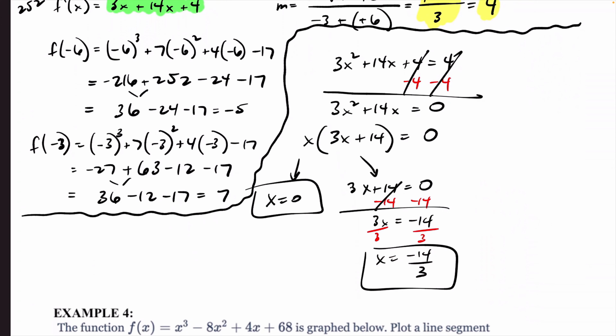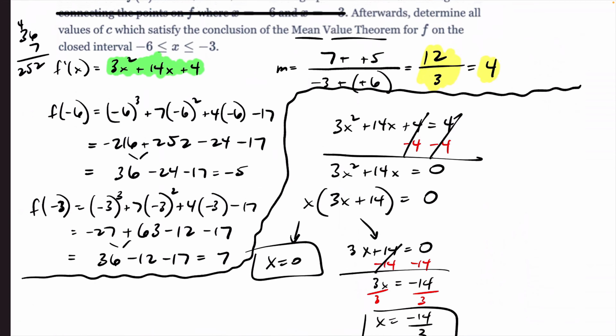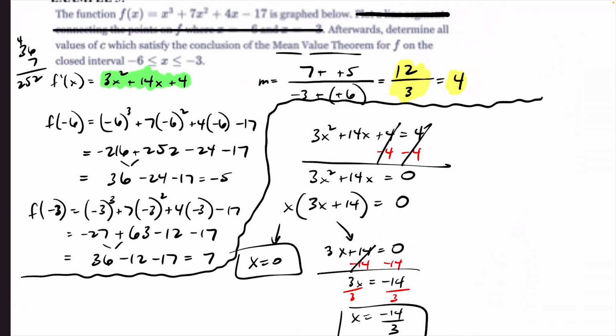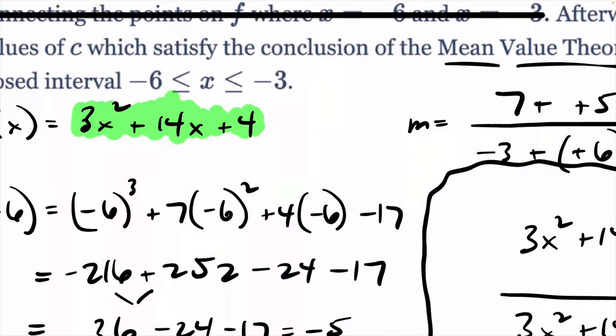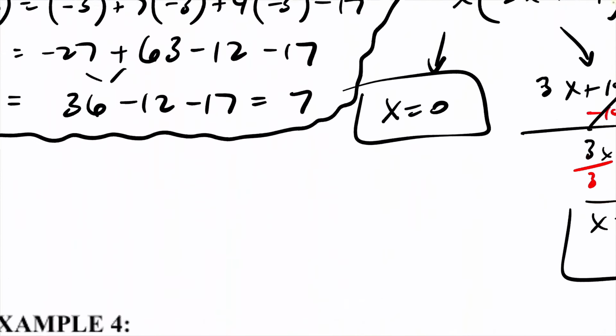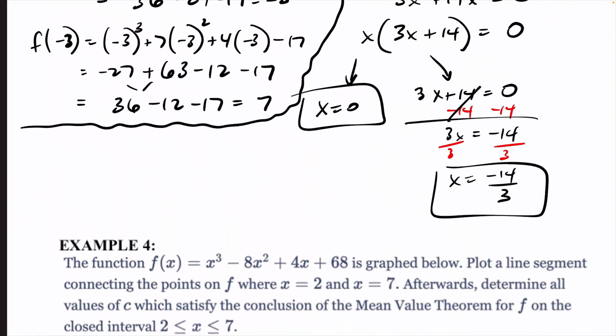Why do I ask that question? Because the next step is, is it in the interval? Are both of them within the interval? Negative 6 and negative 3? Which one's not in the interval? 0. X equals 0 is not in the interval.